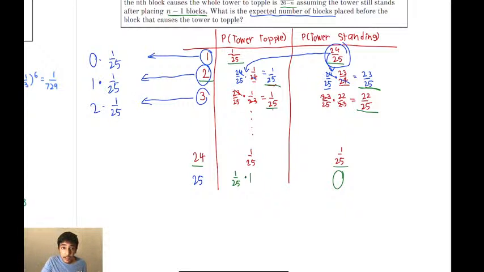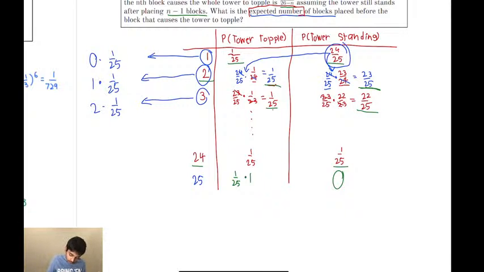Okay, it looks like some of you are getting a little bit confused. So basically, just to summarize, we found this table, which was not that bad. And then from there, the expected value is basically just the average. You can think of it as the average expected number. And we want to find the number of blocks placed before the block that causes it to topple. The expected value is just the probability of each of those outcomes happening times the number of blocks that will remain standing.